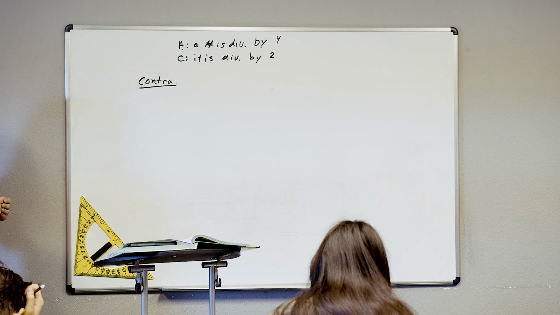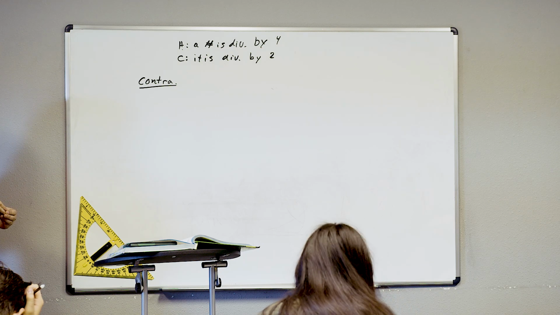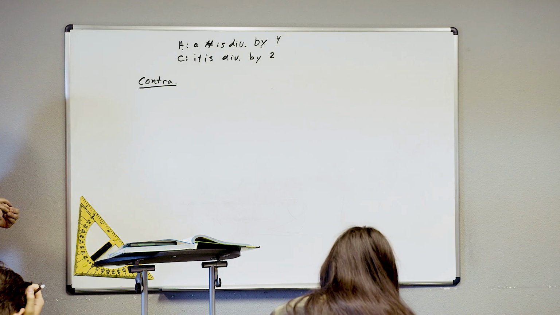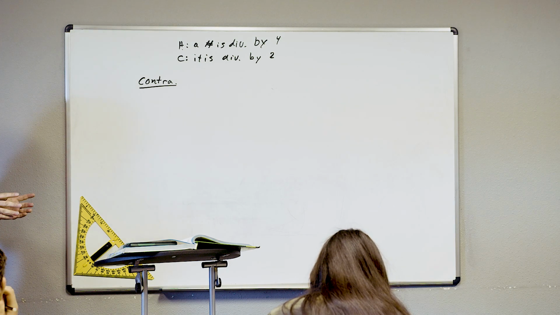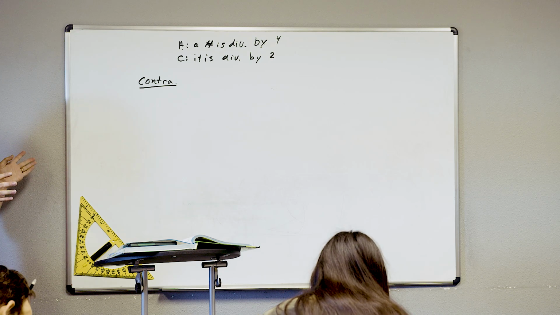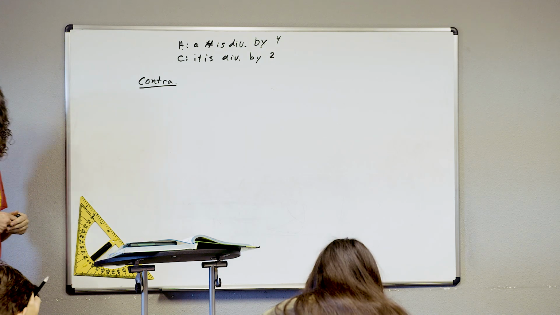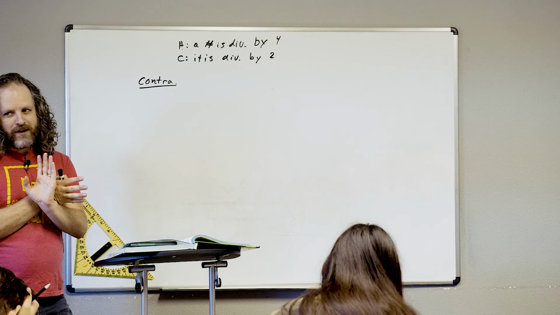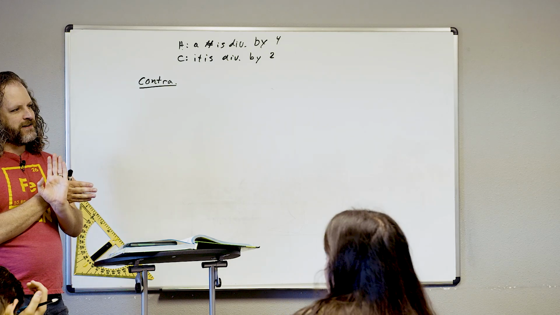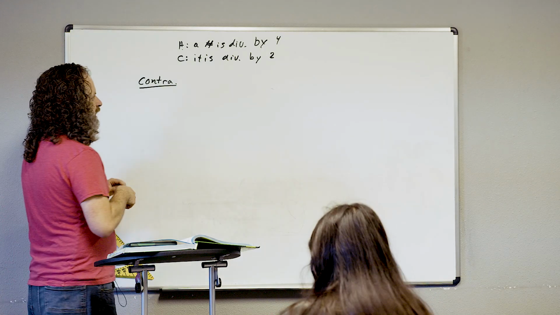What did the converse do? It flips the order. What did the inverse do? It negated it. No flipping, just negated it, right? Just leaves it in the same order. The contrapositive is the biggest ugly word, and it does the biggest ugliest amount of stuff. It does both. It flips the order and it negates it, right? So it changes the order and it makes it not.